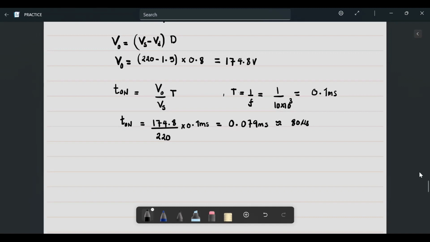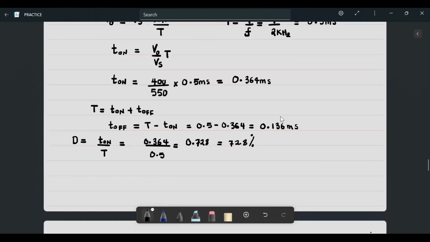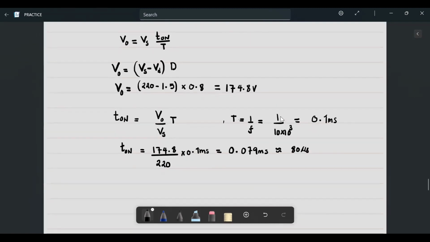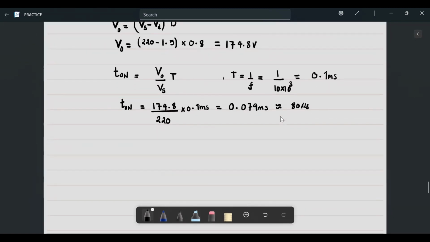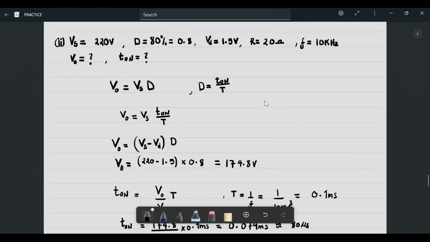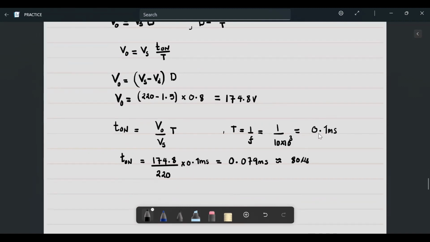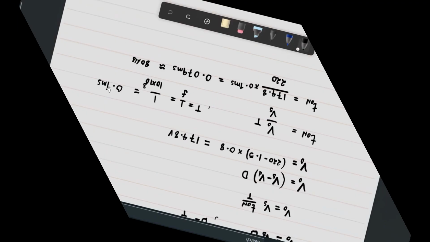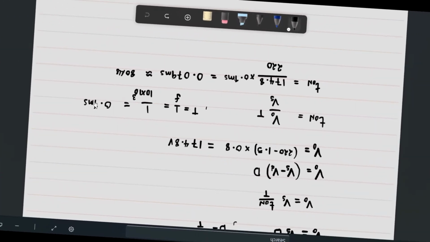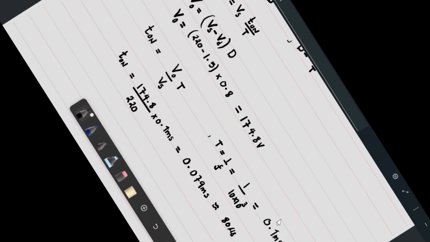You can also find the time when it was off. You can also do that, right? Just subtract from the total time period: 0.1 milliseconds minus 0.079 milliseconds, and you're going to find the time when it was off. It's 20%, right? Because the duty cycle is 80%, the remaining 20% was off. So just multiply 20% by 0.1, and you're going to find the time when it was off. That corresponds to the off time period of 20%.